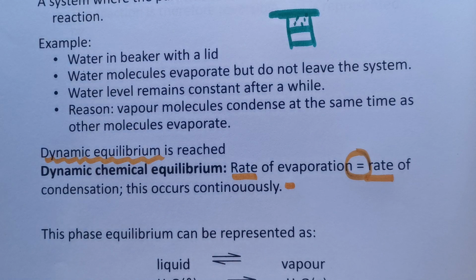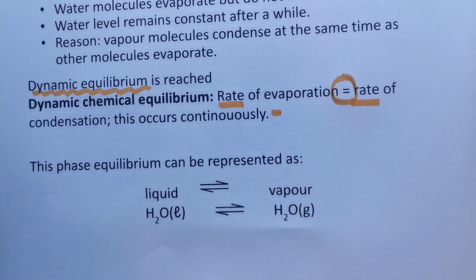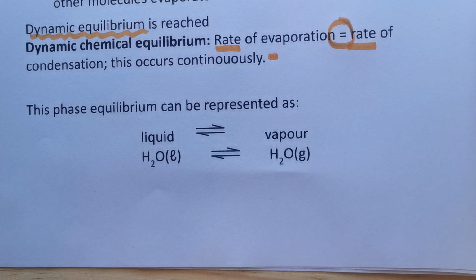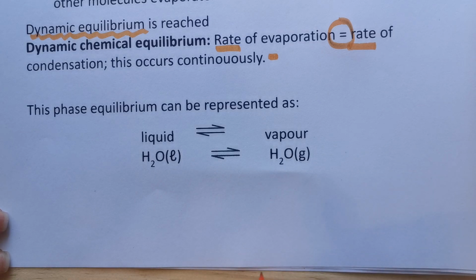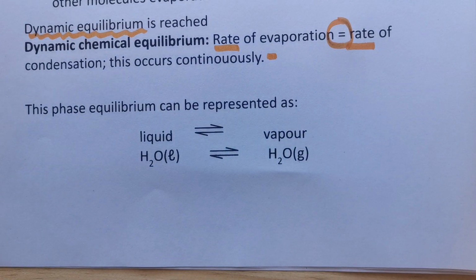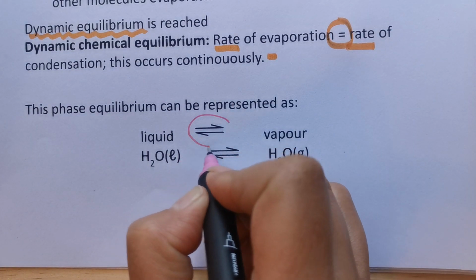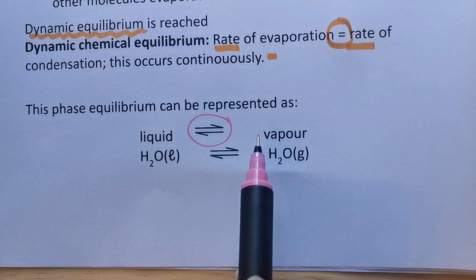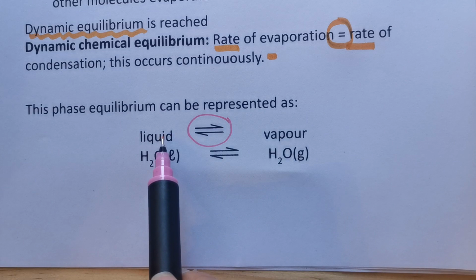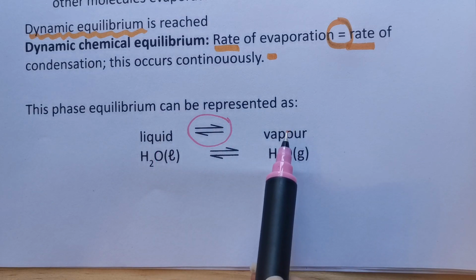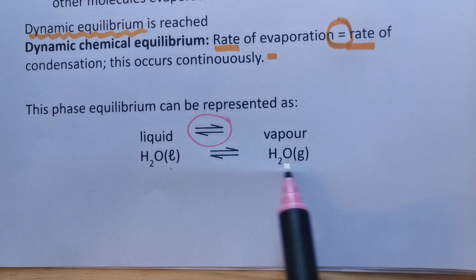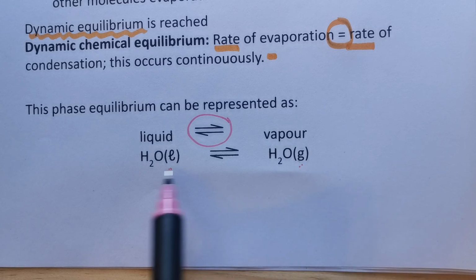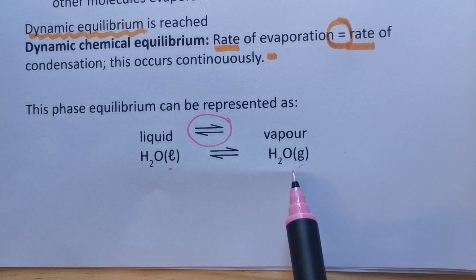If we want to represent this by using some chemical formulae, we can see that we've got the liquid to vapor and the vapor to liquid. It's very interesting because this is one of the first times that you've seen a double arrow in science. This double arrow simply means that the reaction is reversible, that both things are happening at the same time, which means liquid is becoming vapor and vapor is becoming liquid. That is what that double arrow means. We remember what the subscripts mean: L for liquid, G for gas. So this is the equation that represents this concept of dynamic equilibrium.